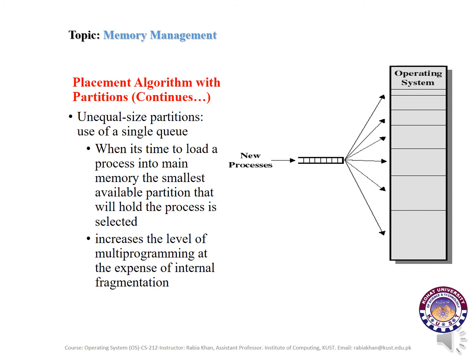Another placement strategy for unequal size partitions is the use of a single queue. All the processes of different sizes will be stored in this single queue. An appropriate size partition will be selected for a process before loading it into some partition. This strategy increases the level of multiprogramming as more processes will be loaded in memory, but again at the expense of more chances of internal fragmentation.